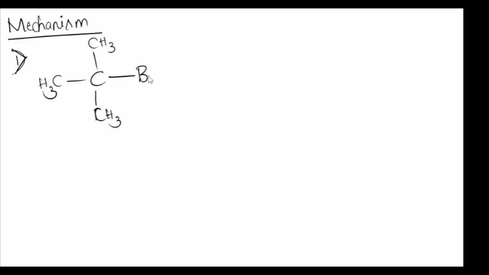Now, in the first step, what will happen is, this carbon and bromine linkage will break heterolytically. That means both the electrons will be taken by the bromine atom, and it leaves as bromide ion, and this is the slowest step of the reaction. I will show it by a reversible reaction like this.